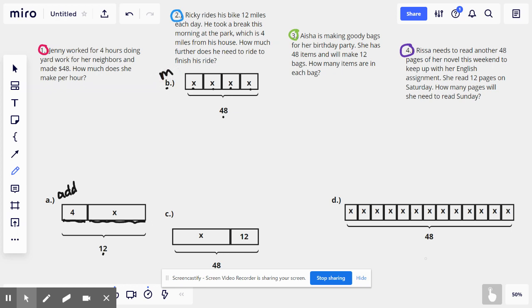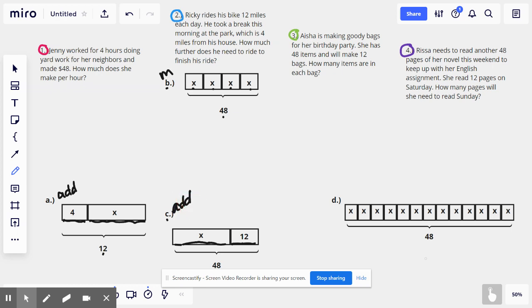Okay, let's look at C down here. I see an X and I see a 12, and it looks like we're combining those. Are we combining them with addition or multiplication? Both addition and multiplication combine things, right? So it looks to me like it's addition because I don't see more than one X. I see X adding with something else. So that must be addition.